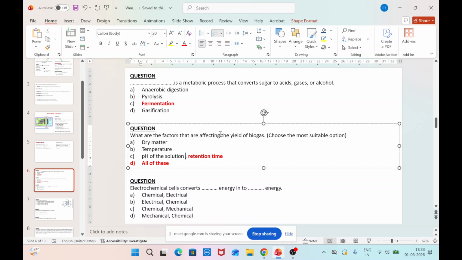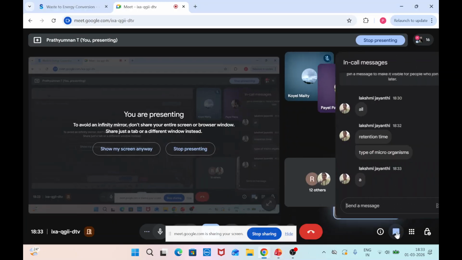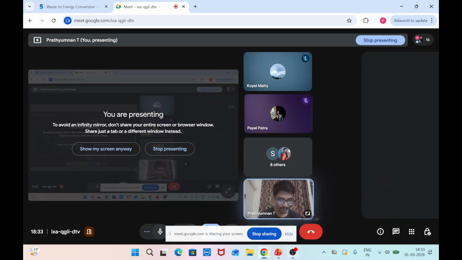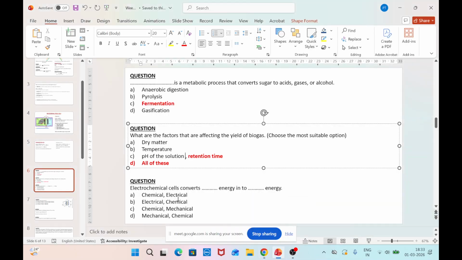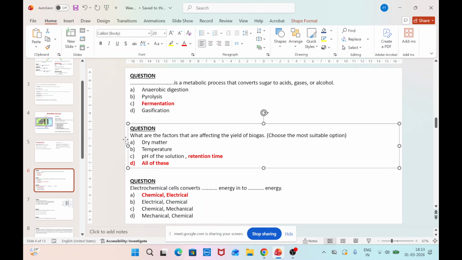Is it chemical to electrical, electrical to chemical, chemical to mechanical, mechanical to chemical? Chemical energy to electrical energy. So electrochemical cells, also called galvanic cells, convert chemical energy into electrical energy. In the case of the electrolytic cell, it is the opposite. Electrical energy is converted to chemical energy.